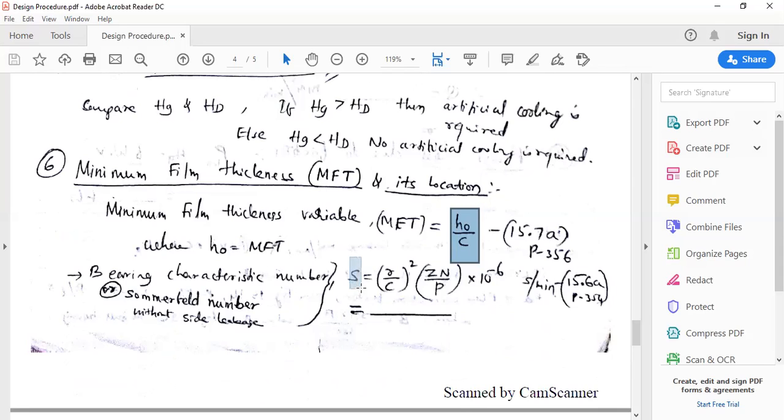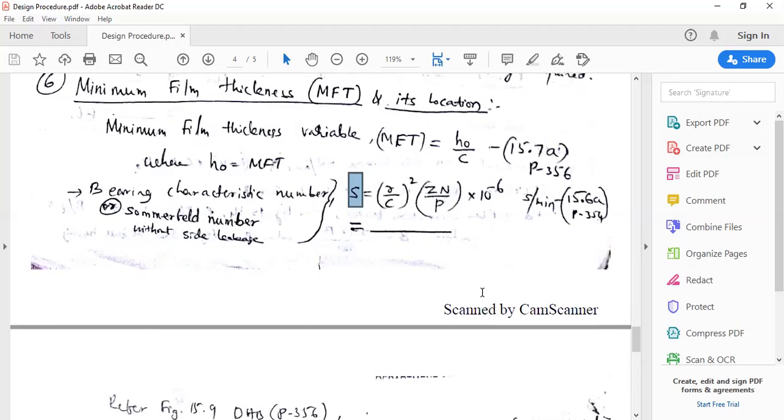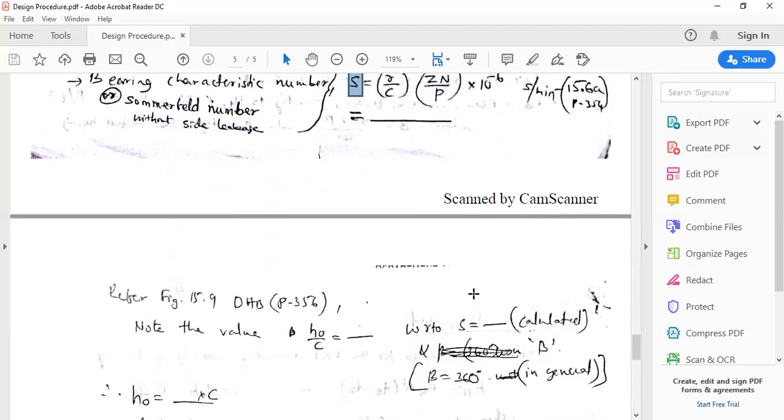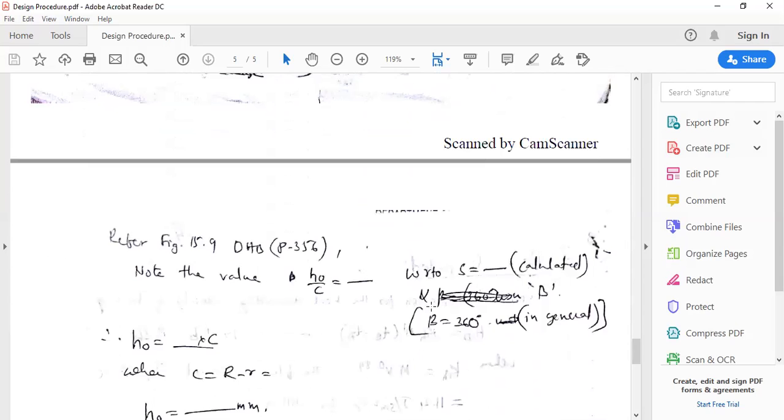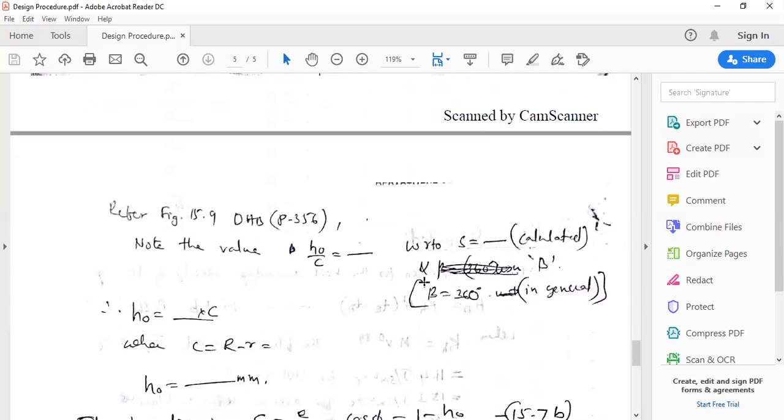Sommerfeld number is given by S, without side leakage. So S is equal to (R by C) whole square into Zn by P into 10 raised to minus 6, with seconds per minute. That is 15.6a, page number 354. So by using the value of Sommerfeld number and the value of beta, which is 360 degrees here because it is a full bearing. If it is not a full bearing, then we have to use the specified value of beta.